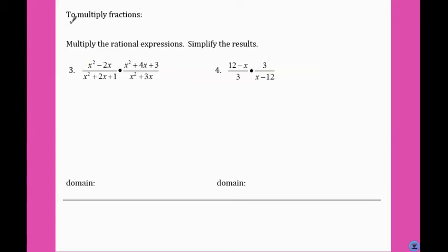To multiply fractions, you're going to first factor, then you're going to do the domain, then you're going to cancel factors that match, and then we're going to simplify.